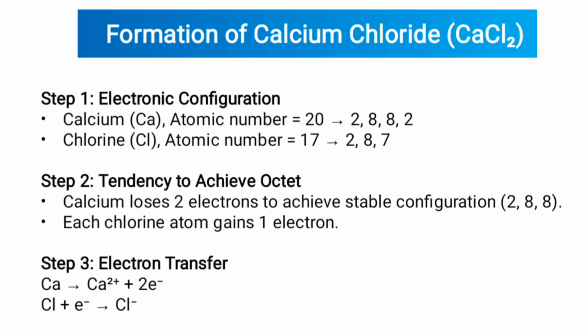Now in step 2, tendency to achieve octet, calcium loses 2 electrons to achieve the stable configuration 2,8,8. Each chlorine atom gains 1 electron to achieve the stable configuration 2,8,8. And step 3, electron transfer. Calcium loses 2 electrons forming the cation Ca 2 plus, while chlorine gains these electrons and forms anions, meaning Cl minus.